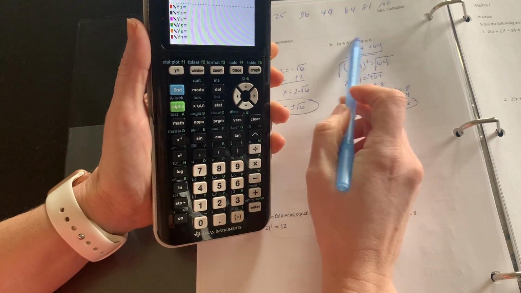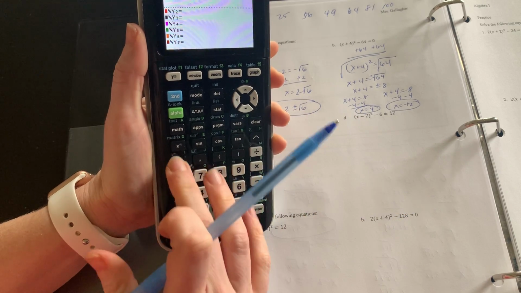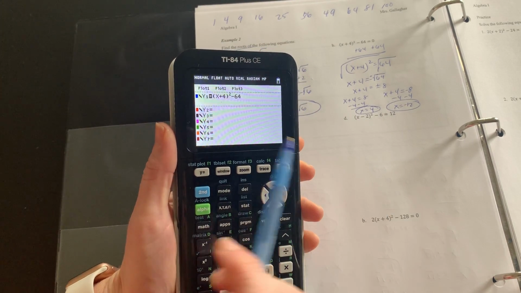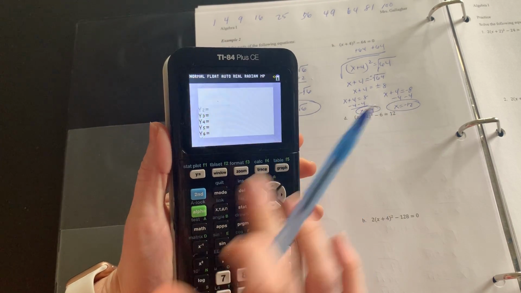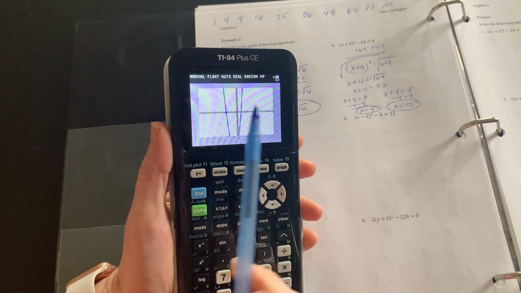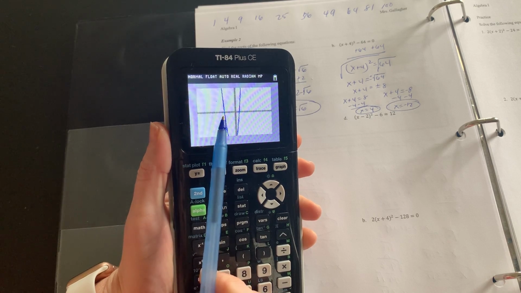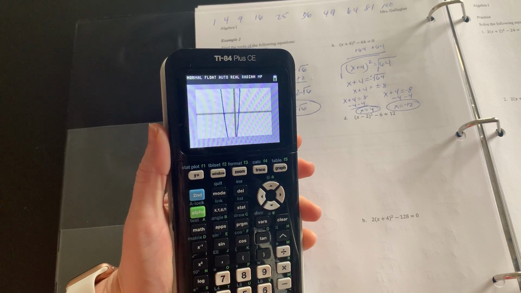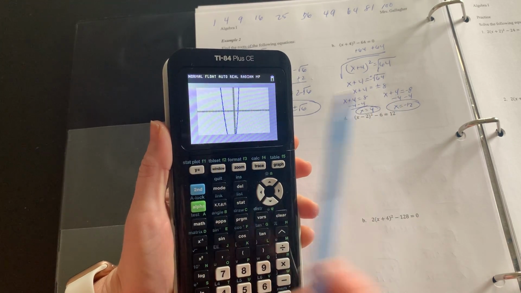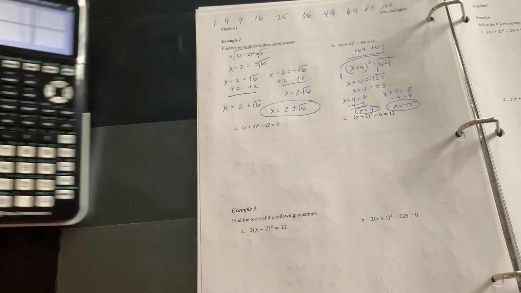So if I were to type in y equals x plus 4 squared minus 64, and look at the graph, oh, I had my different window, which is actually not a bad thing because it's just a little bit bigger. But that right there where it crosses is at negative 12 and positive 4. So that's one other way I could have done it, by graphing, but by using the square root method, we're going to get those same two answers.